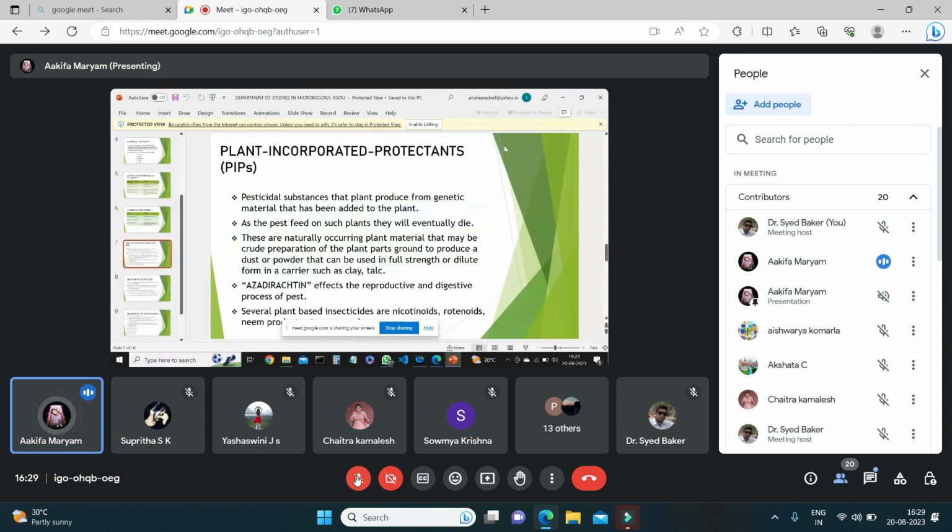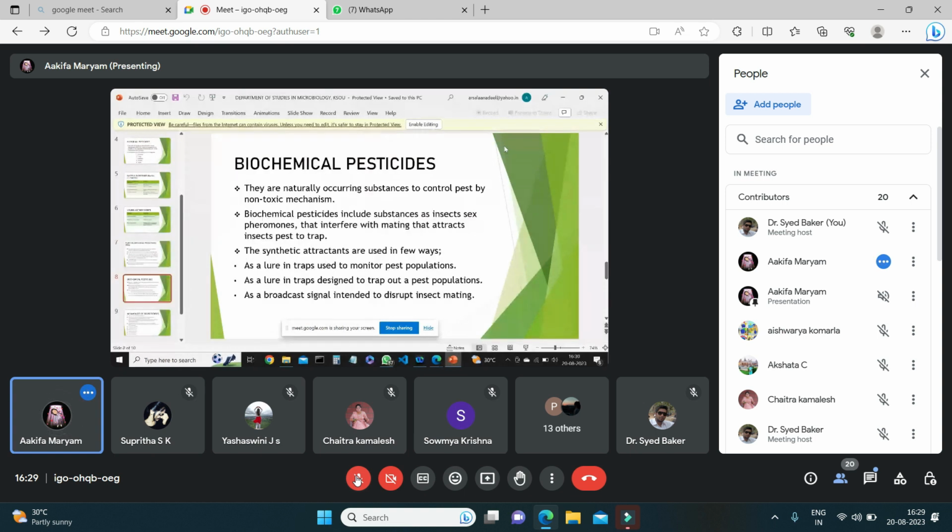Now next is plant incorporated protectants, that is, pesticidal substances that plants produce from genetic material that has been added to the plant. As the pests feed on such plants, they will eventually die. These are naturally occurring plant materials that may be crude preparations of plant parts, ground to produce a dust or powder that can be used at full strength or in dilute form in a carrier such as clay or talc. Azadirachtin, which affects the reproductive and digestive processes of the pest, is an example of plant incorporated protectants. Several plant-based insecticides such as nicotinoids, rotenoids, neem products, etc.